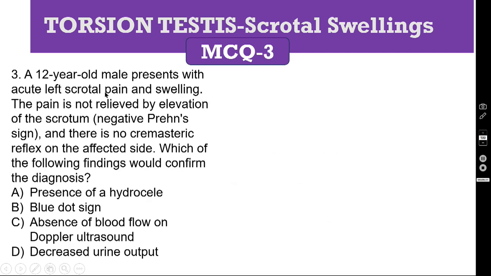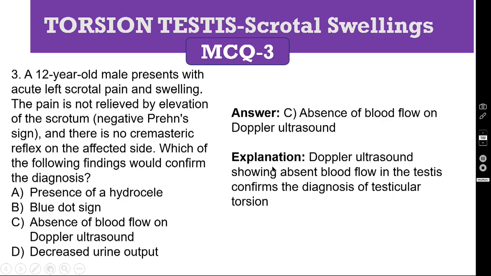Coming to MCQ number 3: a 12-year-old male presents with acute left scrotal pain and swelling. Pain is not relieved by elevation of the scrotum, which is called negative Prehn sign, and there is no cremasteric reflex on the affected side. Which of the following findings would confirm the diagnosis? A. Presence of hydrocele. B. Blue dot sign. C. Absence of blood flow on Doppler ultrasound. D. Decreased urine output. Of course, the correct answer is C.